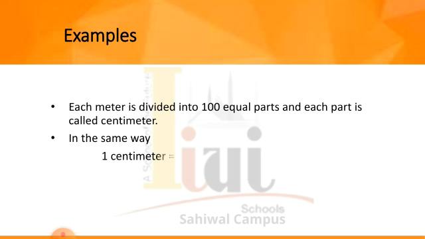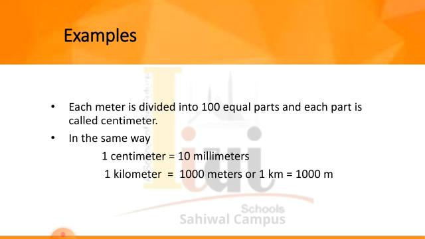In the same way, 1 centimeter is equal to 10 millimeters. If we consider 1 centimeter, it contains 10 millimeters, or a centimeter can be divided into 10 millimeters. 1 kilometer can be expressed as equal to 1000 meters.